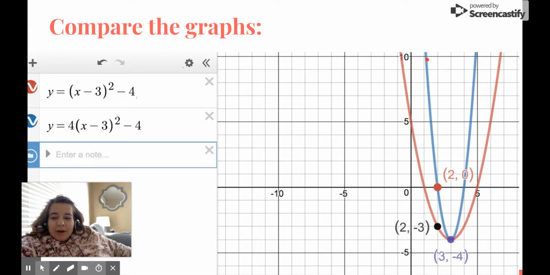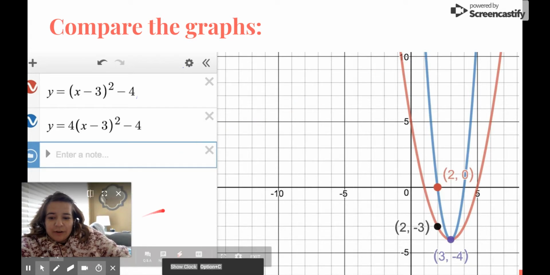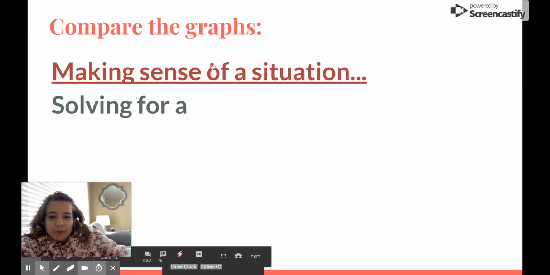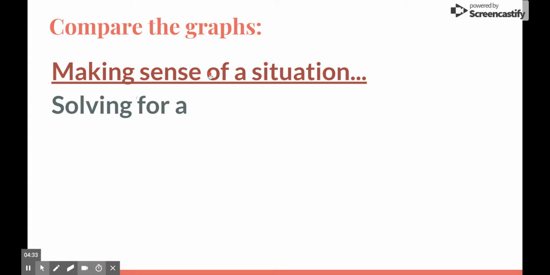So that number out in front tells us how wide or skinny that parabola is going to be each time. So when we have something like 4 out front, you can see that it gets much skinnier. So we're going to open up this.